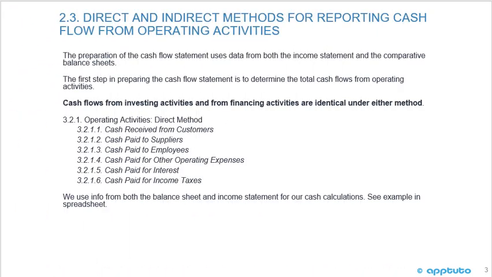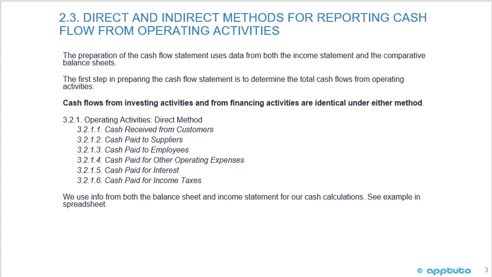Direct and indirect methods for reporting cash flow from operating activities. So the preparation of the cash flow statement uses data from both the income statement and the comparative balance sheets. The first step in preparing the cash flow statement is to determine the total cash flows from operating activities. And cash flows from investing activities and from financing activities are identical under either method.